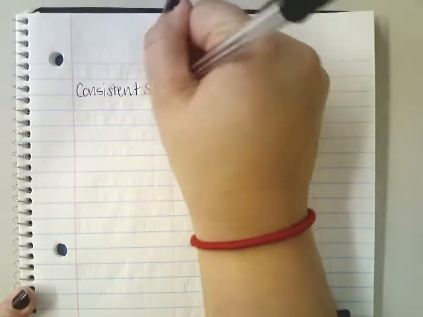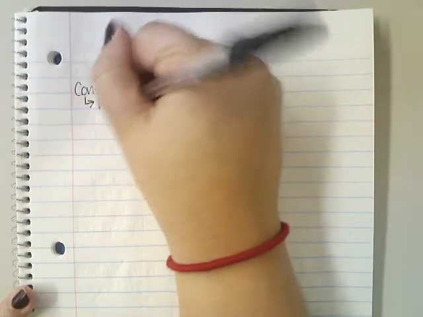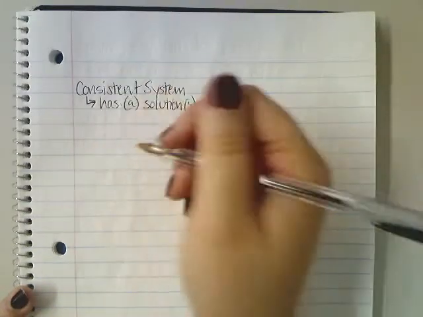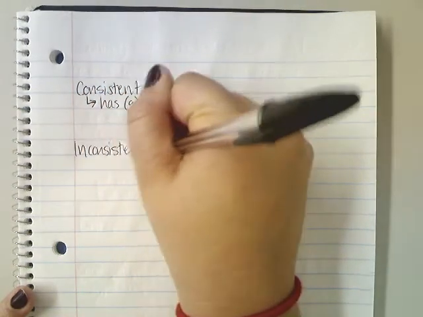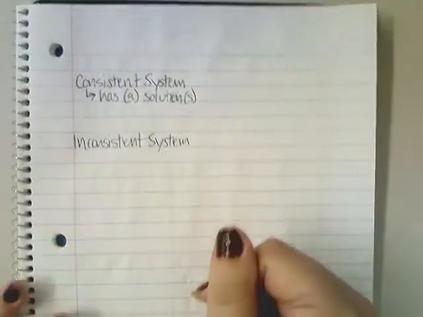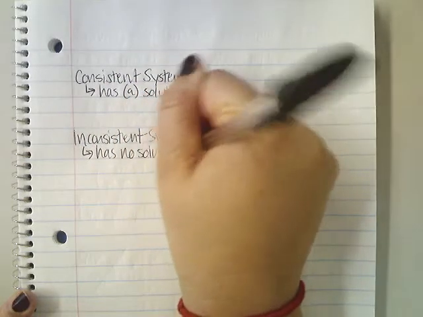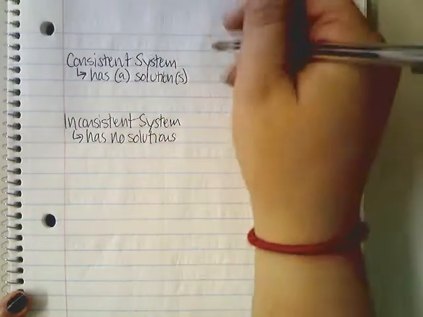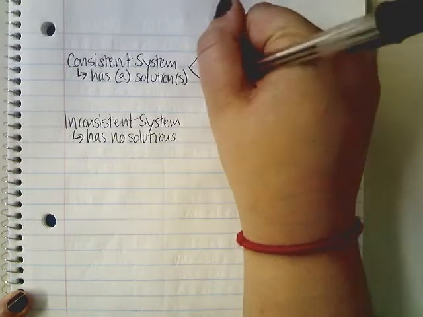So a consistent system is one that has solutions, or has a solution depending. And this is compared to an inconsistent system, which has no solutions. So consistent has solutions, inconsistent has none. And if we break off our consistent systems, there's two types that we can talk about.